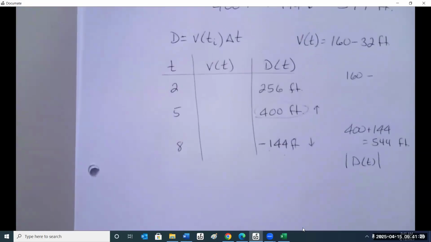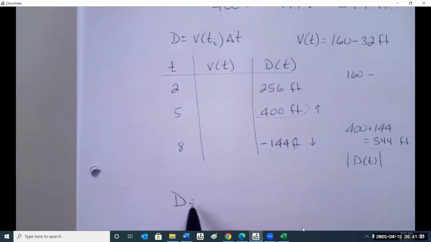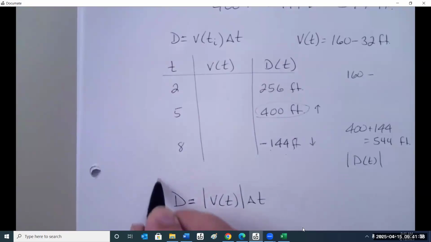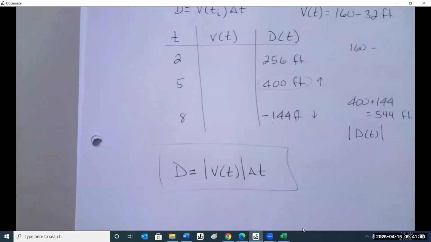So yeah, when we do distance formulas, we have to use that formula because, again, distances are absolute values.